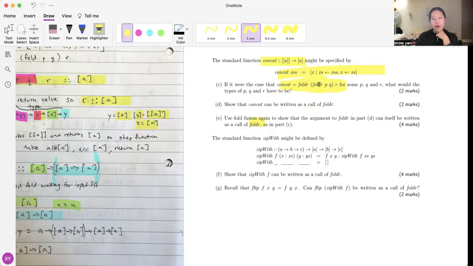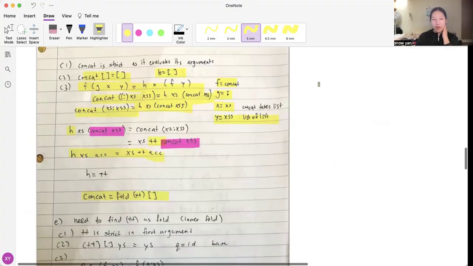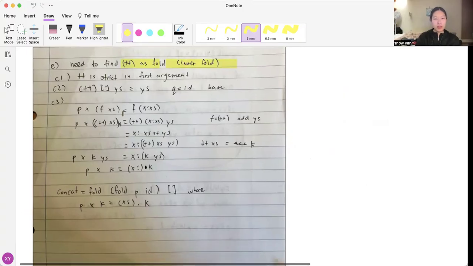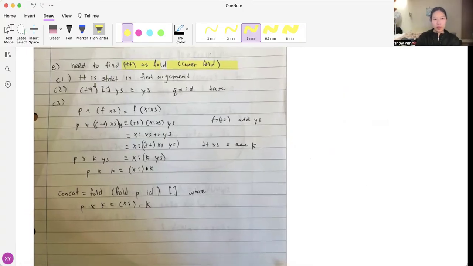So then that means that whatever our plus plus is, we have to expand that and write that as a fold before we can write the whole thing in that form. Yeah, we need to find plus plus, which is the inner fold. So we're going to check the conditions again. C1 is true because plus plus is strict in the first argument. It definitely has to see what it is, but it's not in the second though. That's something to keep in mind. C2, the condition is that plus plus of an empty list and y's would just be y's, right? So our Q is essentially just an identity function and it would be our base case.